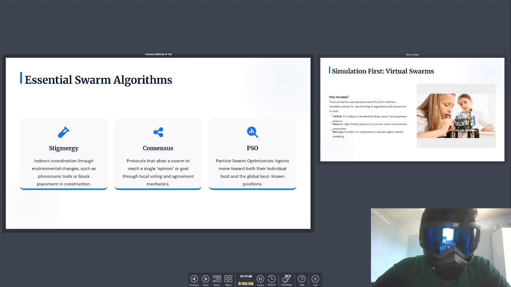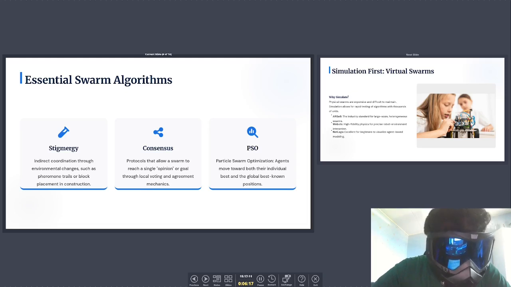Then we will also talk about the essential swarm algorithm, which is stigmergy: indirect coordination through environmental changes such as pheromone trails or block placement in construction.